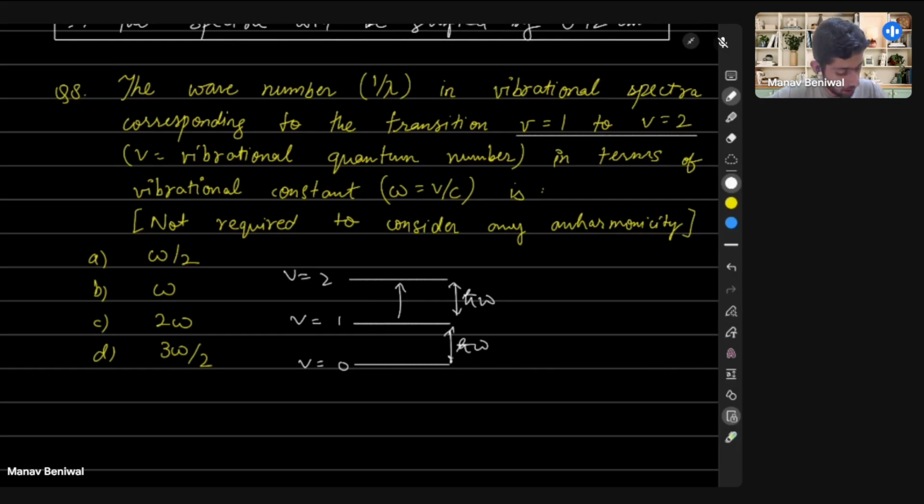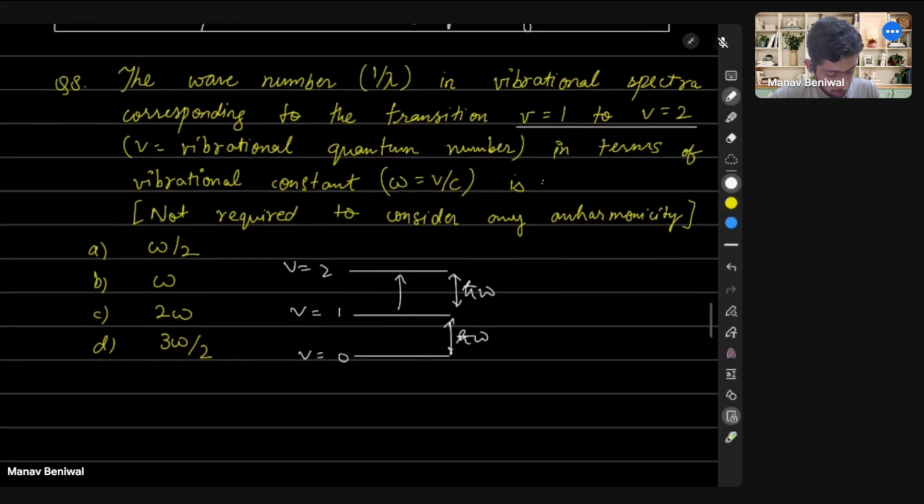Why? Because there is no anharmonicity. We are required to not consider any anharmonicity in the problem. And what we are asked is the wave number 1 by lambda, in terms of the vibrational constant omega. Okay, so let's begin.